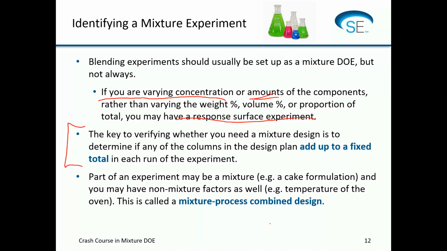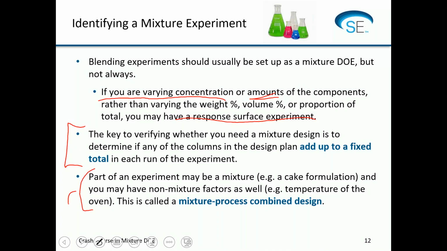Now, just a little aside, this is something that we talk about in the advanced mixture webinar: you may have an experiment that's part mixture. For example, let's say you're baking a cake, you have a cake batter formulation, but then you may have non-mixture factors as well, something like the temperature in the oven. So this would be called a mixture process design, and it's a little more complicated than just a mixture design. But at the heart, there's still a mixture there.